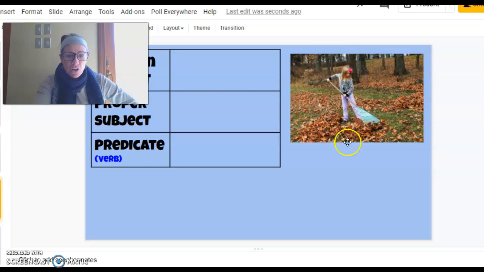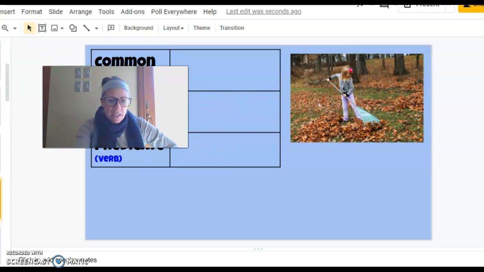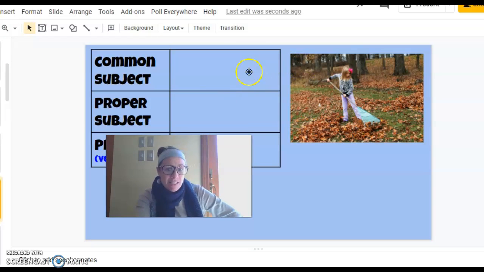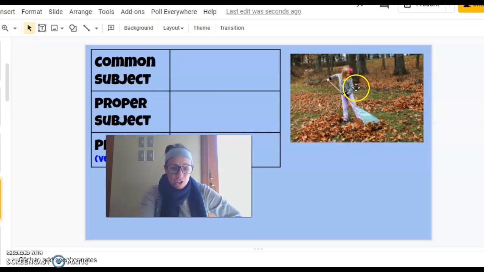And if you look at this picture, you could probably come up with a common subject in the picture and a proper subject. For example, common subject, I see a girl. Proper subject, maybe let's name her Lily with a capital L. So you can kind of make it up. I also see leaves. So that's a common subject, a leaf, a rake, a tree. So when we do that, you can kind of pick what you want from the pictures. Good luck working on common and proper subjects.